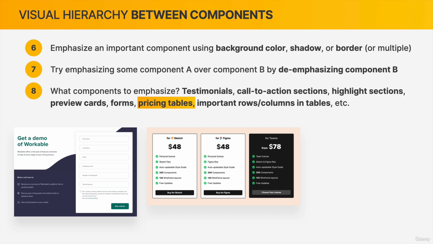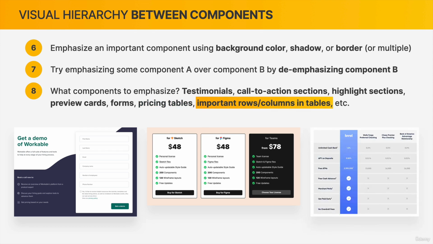Then there are also forms, which can look like this, or pricing tables, where many times there are different pricing options, and then the designer usually highlights the one that they actually want the user to choose. So that can be done using a background color, but there are also many other options that you can choose from, as I will show you a little bit later. Because actually, we have an entire big lecture all about different components. And finally, as we already saw a bit earlier, we can also highlight or emphasize an important row or an important column in a table.